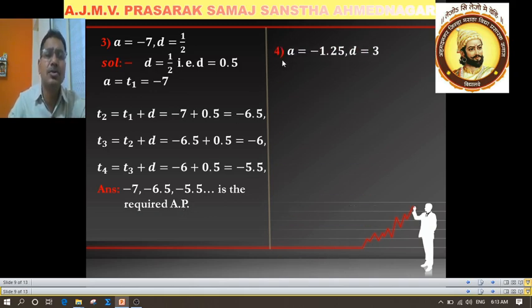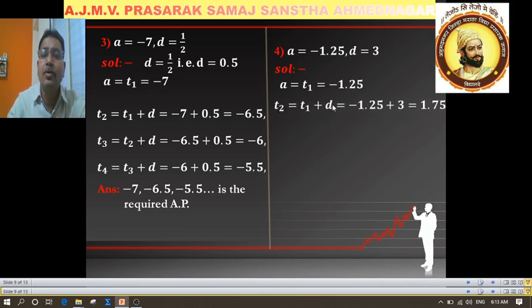Take the fourth one more example. A is equal to minus 1.25, D is equal to 3. Solution: here the first term a is equal to t1, which is equal to minus 1.25, and d is the common difference, 3. So finding the second term t2 by adding the common difference to the previous term. So t1 plus d, minus 1.25 plus 3, which is equal to 1.75.